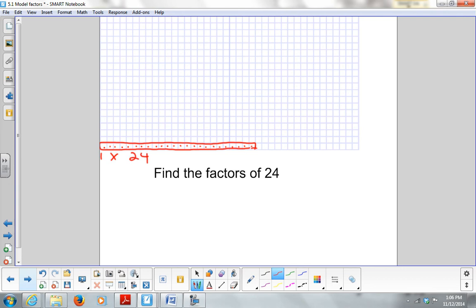Okay, what is another way that we can do 24? Well, 24 is an even number, so we can actually go 2. So if I did 1, 2, 3, 4, 5, 6, 7, 8, 9, 10, 11, 12, 13, 14, 15, 16, 17, 18, 19, 20, 21, 22, 23, 24. That would be my model of 2 times 12. Okay, so there's another one. 2 times 12. What would another one be?